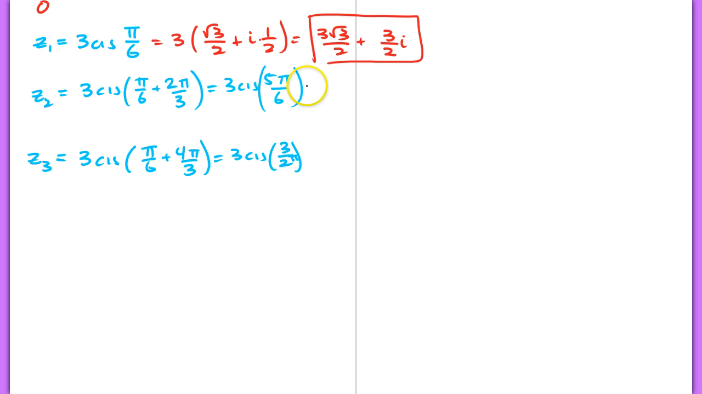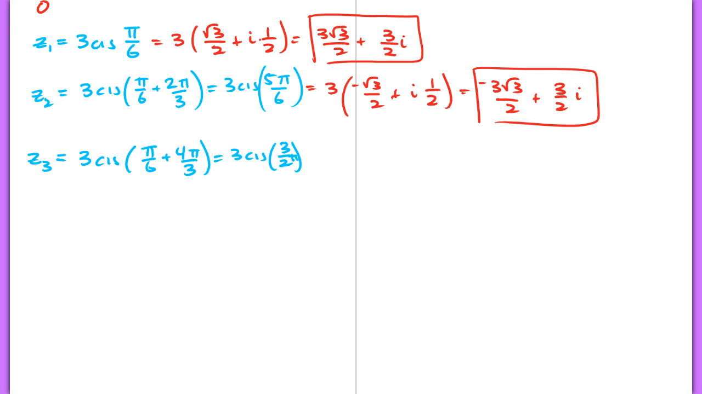For z sub 2, I need to take 3 and multiply that by the cosine of 5 pi over 6, which is going to be negative root 3 over 2, plus i times the sine of 5 pi over 6, which is still 1/2. So we end up with negative 3 root 3 over 2 plus 3/2 i. Then for z sub 3, we'll take 3 and multiply that by the cosine of 3 pi over 2, which is 0, plus i times the sine of 3 pi over 2, which is negative 1. And after I distribute here, I end up with 3i times negative 1, so negative 3i. All right, so those are your 3 distinct complex cube roots of 27i.